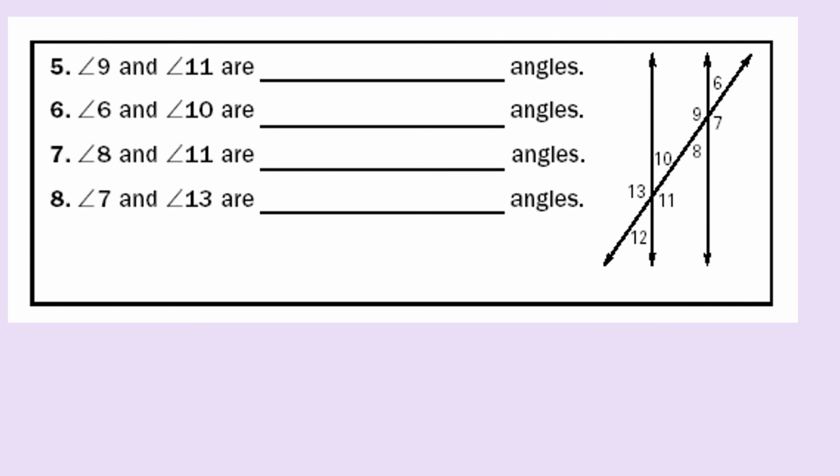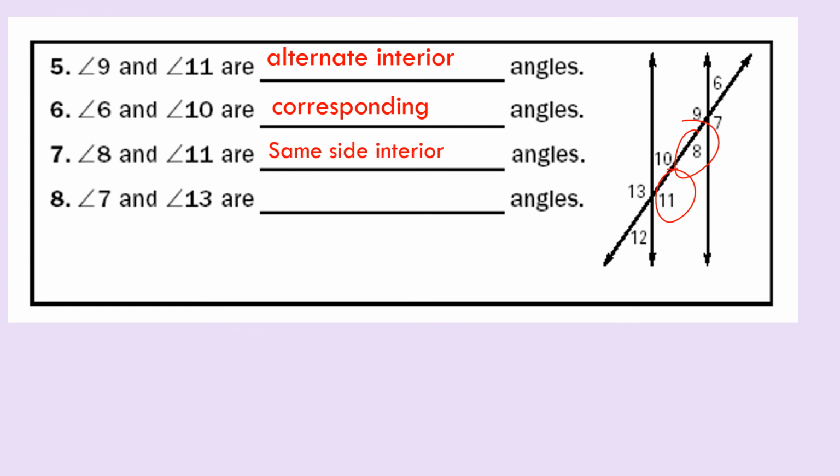Angle 9 and angle 11. Those are alternate interior angles. Angle 6 and angle 10 are on the same side. Angle 6 is exterior, angle 10 is interior, so this would be a corresponding angle. Angle 8 and angle 11, those guys are on the same side, so it would be same side interior.